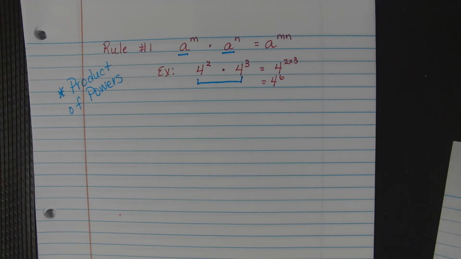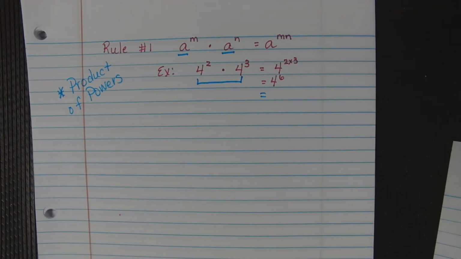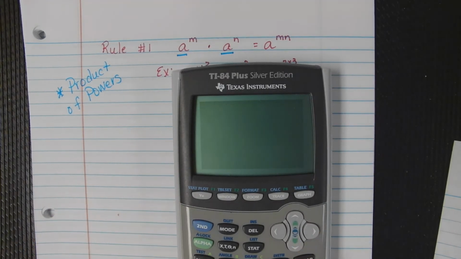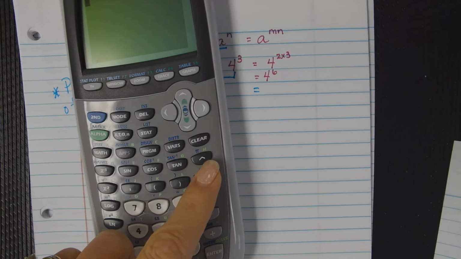Eventually you're going to have to do in your calculator 4 to the 6th power, okay? But we're going to stop there because I don't have my calculator. 4 to the 6th power. Just a quick refresher. The exponent button is this one right here, okay?